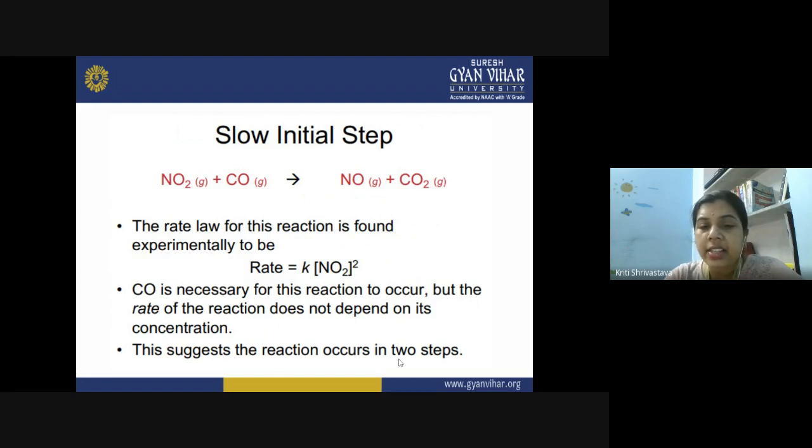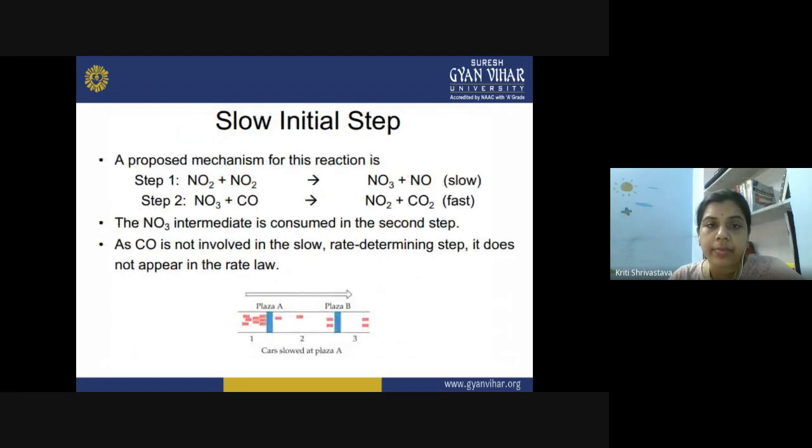So, this suggests that the reaction is occurring in two steps. What is the proposed mechanism for this reaction? In step 1, you have NO2 plus NO2, and these two species combine together, and this leads to the formation of NO3 plus NO. So, this is a slow process. Now, in step 2, NO3 combines with carbon monoxide and converts it into NO2 plus CO2. This is a fast step. So the NO3 intermediate is consumed in the second step. NO3 is the reaction intermediate here, and this is the unstable intermediate.